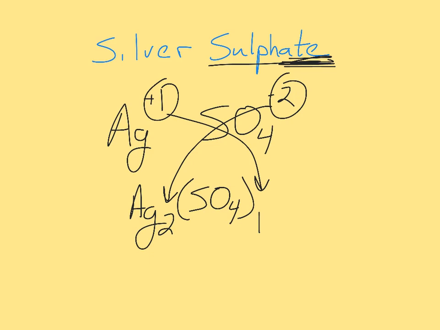Now, once again, we can drop that 1 out of there. We don't need that 1. And because there's only one of these ions, we actually don't need the brackets either. So we can go Ag2SO4. And we have silver sulfate.